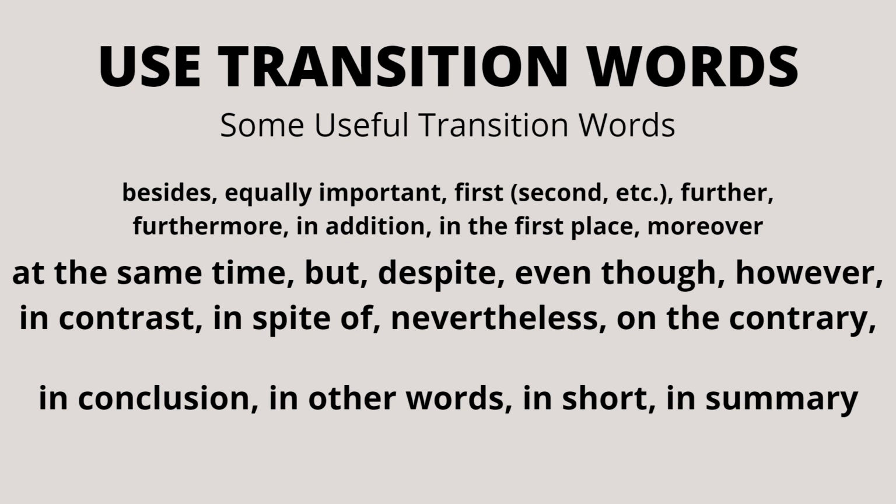And finally, to indicate a logical relationship, we can use accordingly, as a result, because, consequently, for this reason, hence, otherwise, since, therefore, thus, and many more. So learn all these transition words and try to use them. Definitely, the use of these transition words will add coherence to your paragraph.